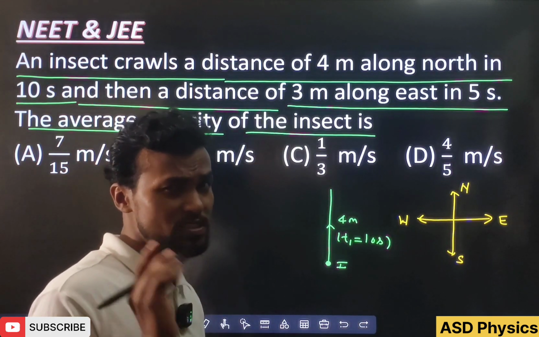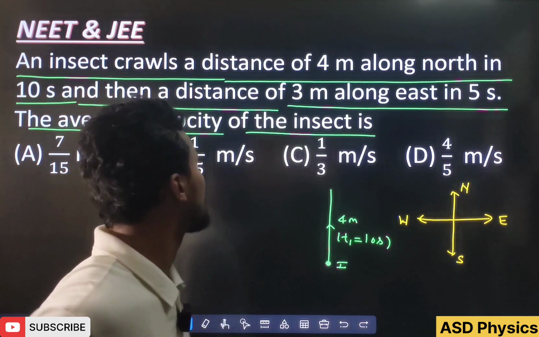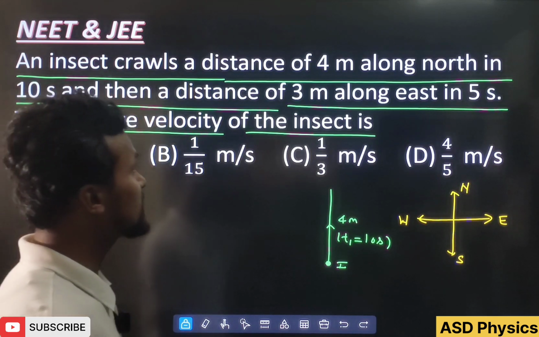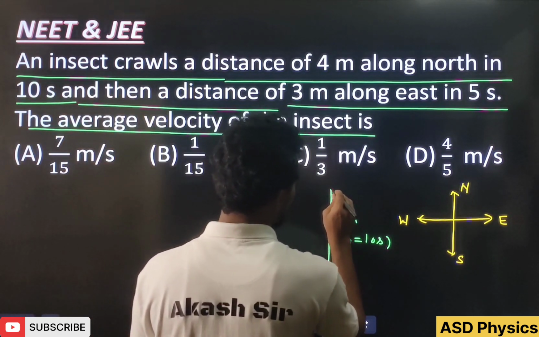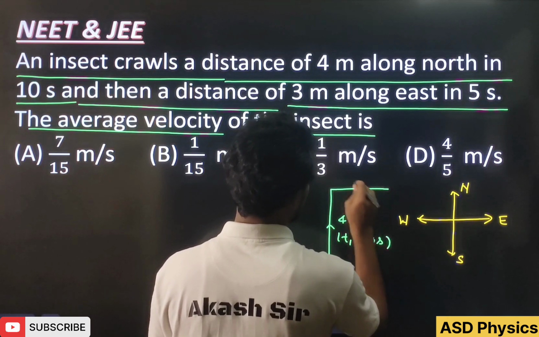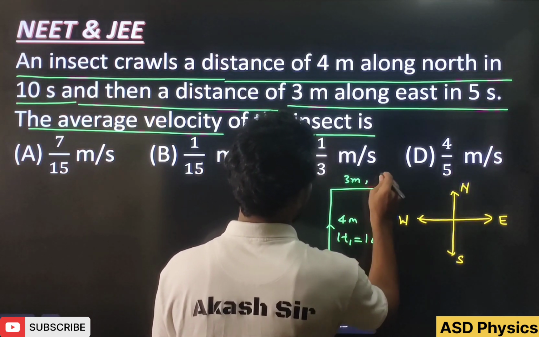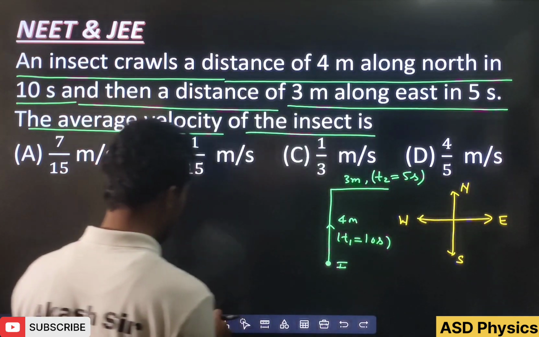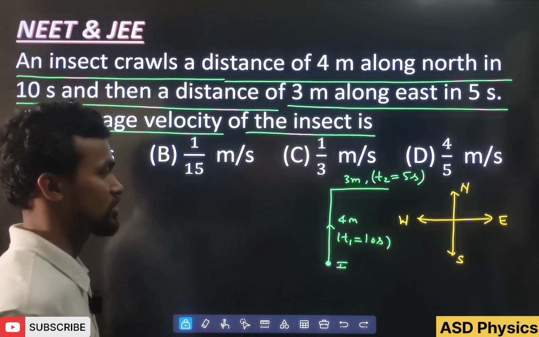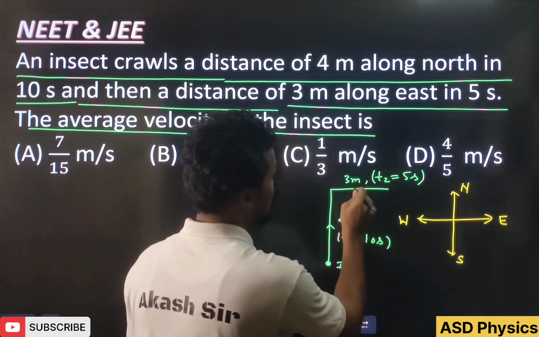Because maximum questions can be solved when we can draw it. After that, 3 meters along east in 5 seconds. So 3 meters along east, like this. Now this is the 3 meters along east, in how many seconds? T2 is 5 seconds. And what are they asking? Average velocity. Again I am telling, this is the north, then this is the east.